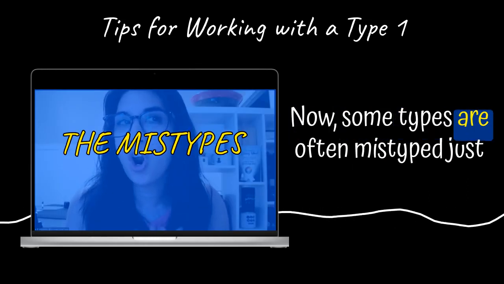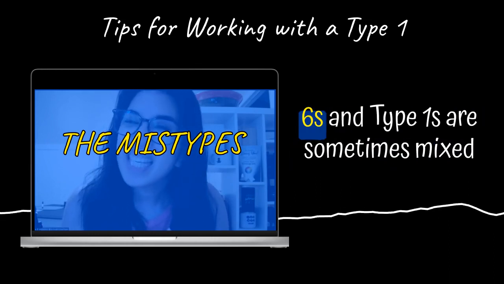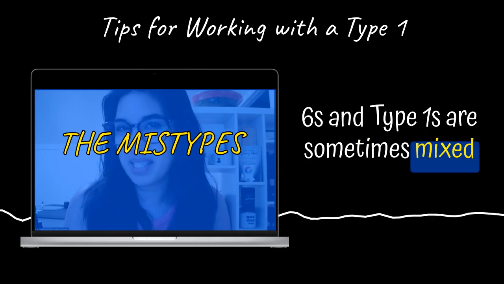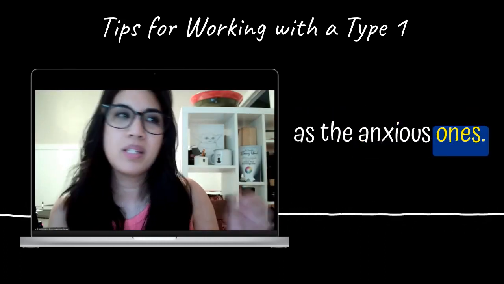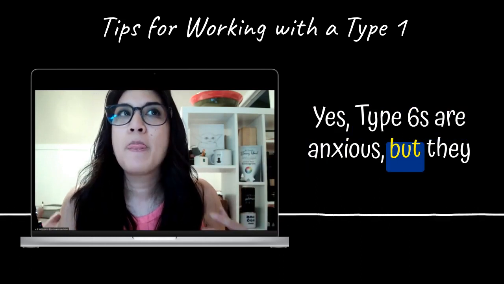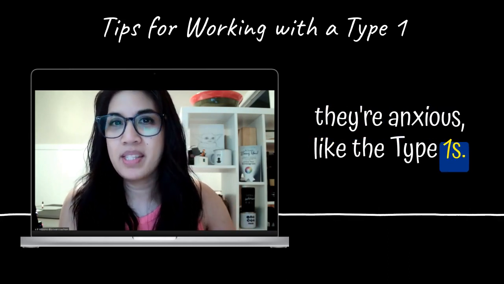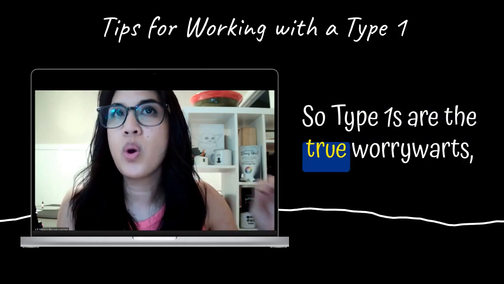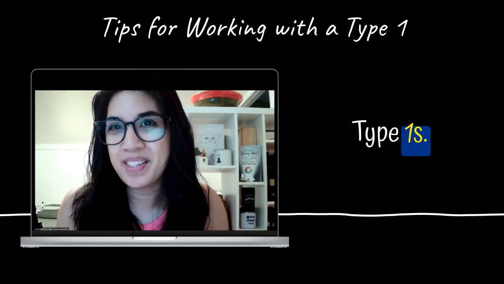Now, some types are often mistyped just based off of their behaviors. Like type 6s and type 1s are sometimes mixed up, mainly because type 6s are labeled as the anxious ones. Yes, type 6s are anxious, but they don't necessarily recognize that they're anxious like the type 1s. So type 1s are the true worrywarts, especially self-preservation type 1s.